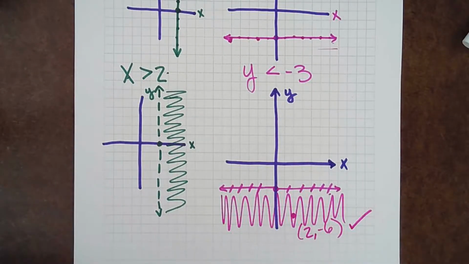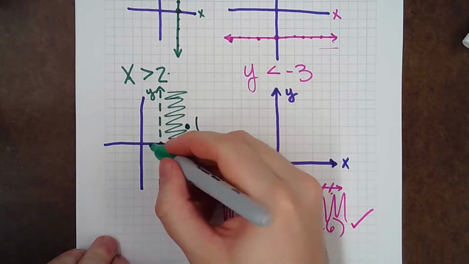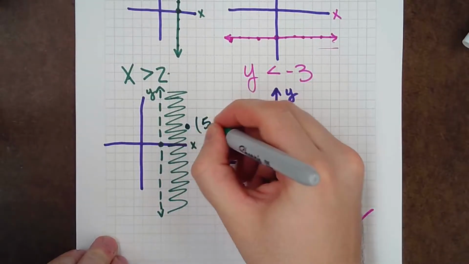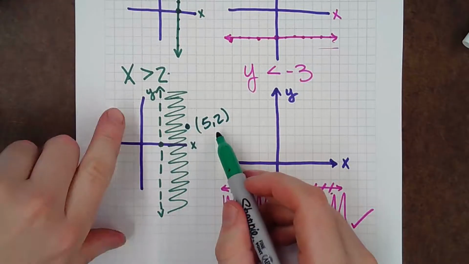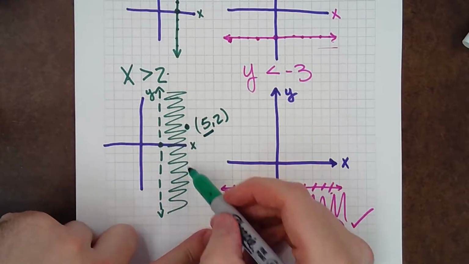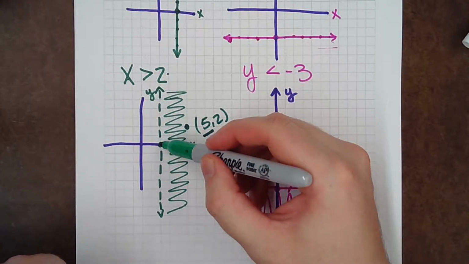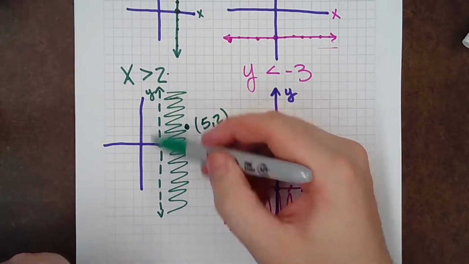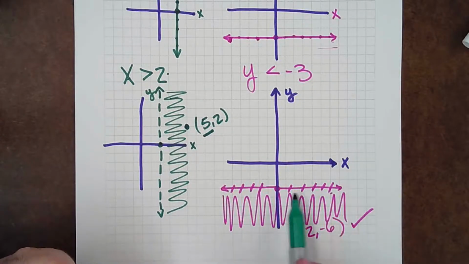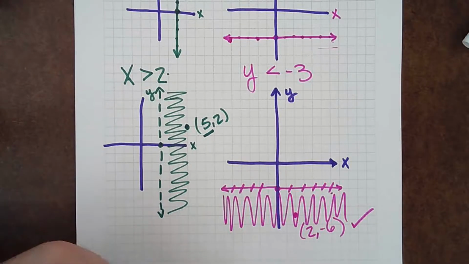Same thing if we go back over here. Any point over here will work. So if I choose this point right here, which appears to be 5, comma 2. Is that a point where the x value is greater than 2? Yes, it is. Any point over here will be where the x value is greater than 2. Notice if we have a point on our line, it'll be where x is 2, and we don't want that. That's why we did a dashed line. Same thing here. The line represents where y is negative 3, and we want something that's less than, which is all the points down here. So those are some simple ones.